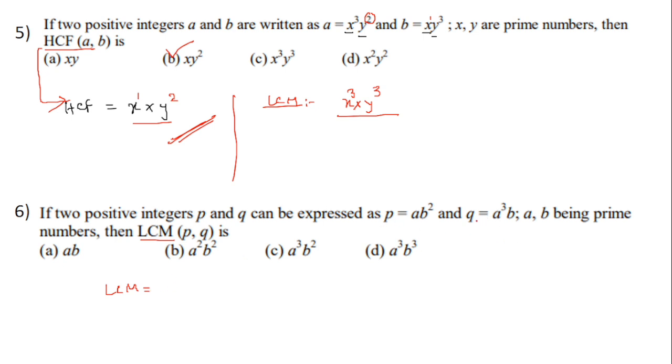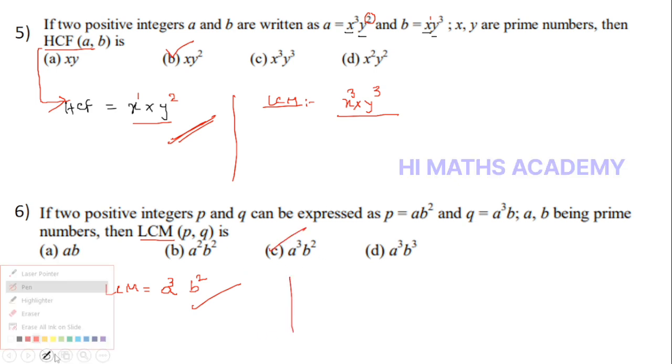The P and Q is the multiples of A and B, and the power is the maximum. Since it is LCM, we have to consider the maximum power: A cube and B square. So this is our answer, Option C. A cube B square is the LCM.